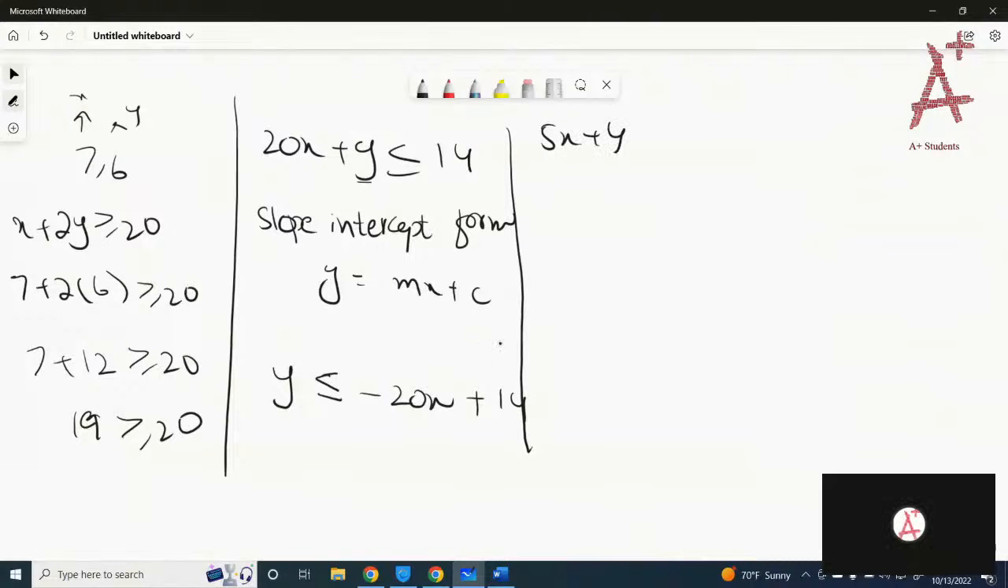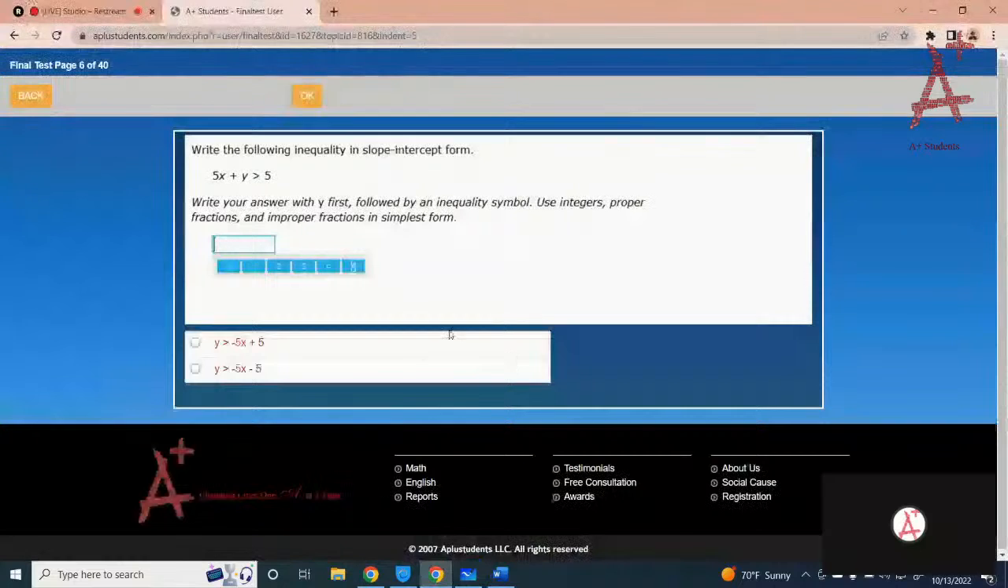5x plus y greater than 5. So isolate the y, write y on the left hand side and shift that positive x to the other side. When you shift that positive x to the other side, it would be negative 5x. 5 is already there, so it is positive. So it would be y is greater than negative 5x plus 5. Got it? So select the correct option and click on the OK button.